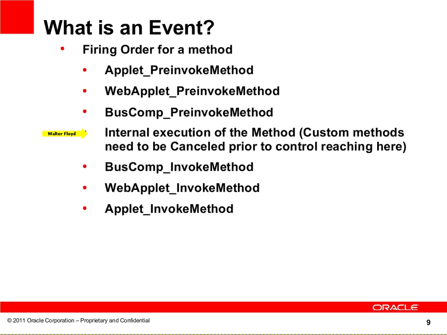Then after the C++ code executes, it bubbles back down towards the browser, and it does the business component invoke method. Now note the pre-invoke methods all fire before the actual work is done by Siebel, if it's a vanilla method. And then the invoke methods all fire after the fact. So if there was a write record, the record is written to the database at this point. All of this happens before it was written to the database. It gets written to the database, and then we have locations at the business component, web applet, and applet level to write code after the update took place.